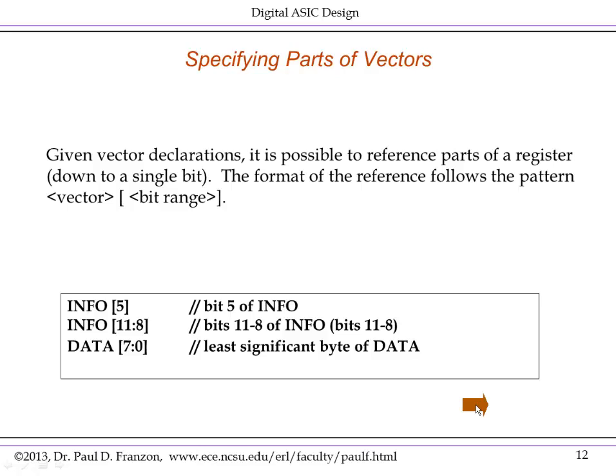Now that you have a vector, you can specify individual bits or bit ranges within a vector. And this can be quite useful when you don't need the full vector. For example, you can specify one bit, such as bit 5. You can specify a range of bits. Here we're specifying a range of bits from info. And here I'm specifying one byte, the least significant byte, of a wider variable data.